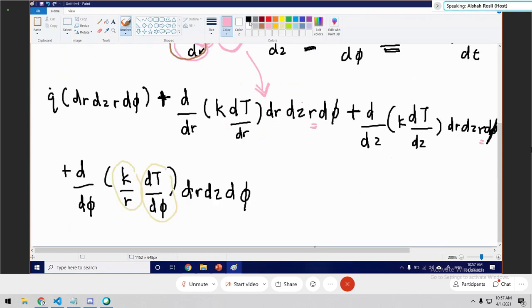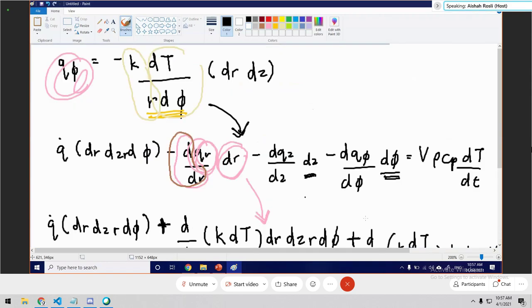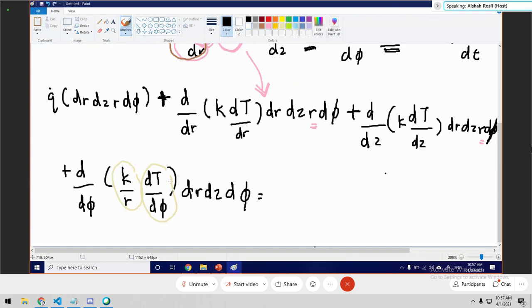Equals to the temperature profile here. So if we write in full, we will have dr dz r d phi, dT, the temperature, over dt. So we will have this expanded equation.